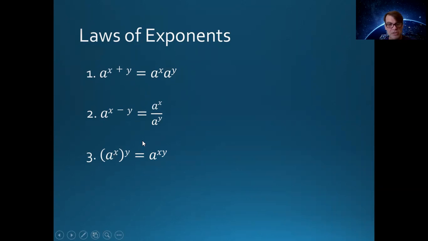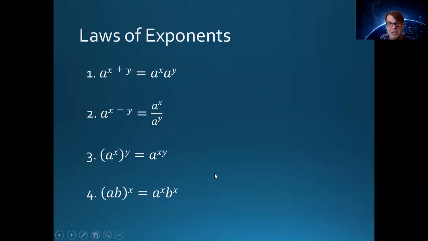Or a to the x raised to the y is the same as a to the x times y, right? And then lastly, if you have ab raised to the x, that's the same as a to the x times b to the x. And because of the way he's defined it, he gives proofs for a couple of these, and then the exercises, I think, ask you to do the other proofs. That's all in Stewart. Many more proofs in this asterisk approach, it seems to me.